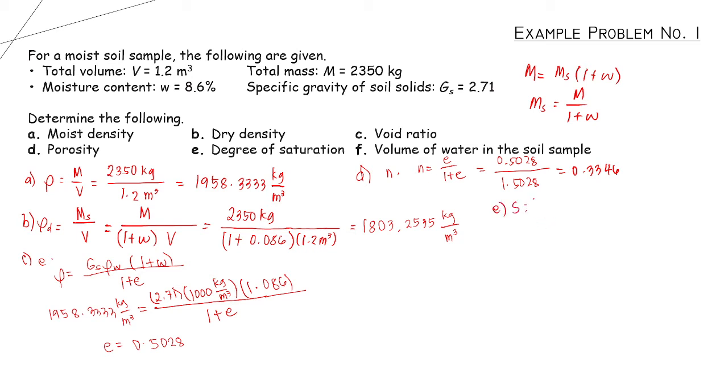We can use the G S equation. So Gs times the moisture content is equal to void ratio times degree of saturation. So we have 2.71 times 0.086 is equal to 0.5028 times the degree of saturation. So we can get S as 0.4635 or 46.35%. And lastly, we have the volume of water in the soil sample.